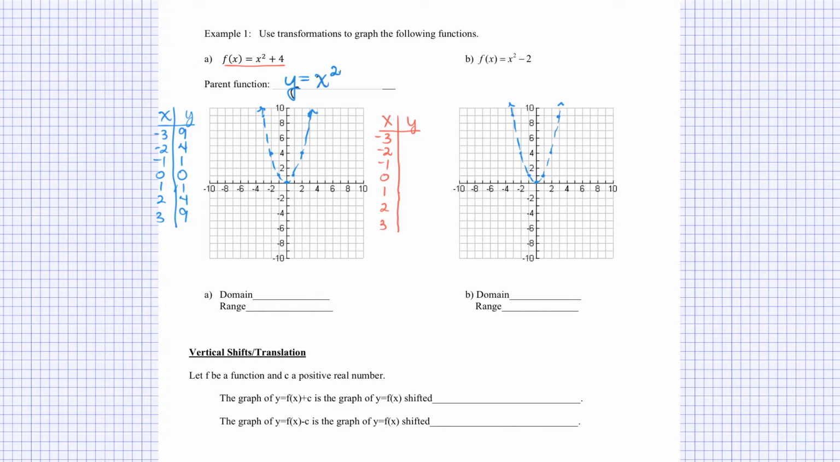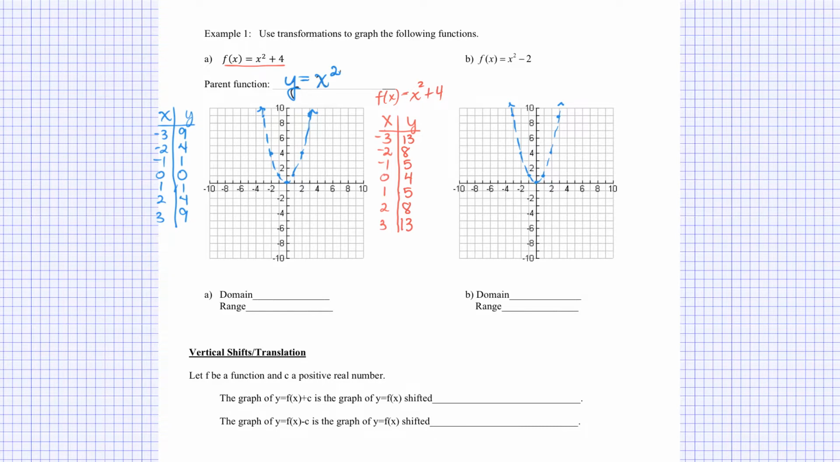So now looking over here, what am I finding the points for? f of x equals x squared plus 4, right? So -3 squared is 9, plus 4 is 13. -2 squared is 4, plus 4 is 8. -1 squared is 1, plus 4 is 5. 0 squared is 0, plus 4 is 4. 1 squared is 1, plus 4 is 5. 2 squared is 4, plus 4 is 8. 3 squared is 9, plus 4 is 13.